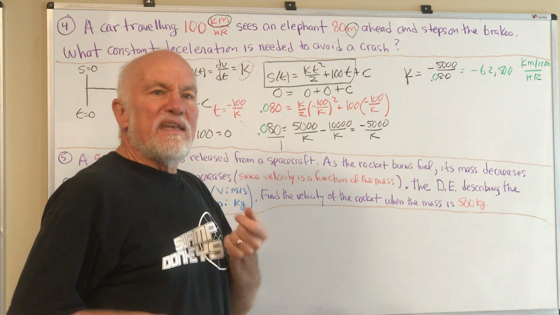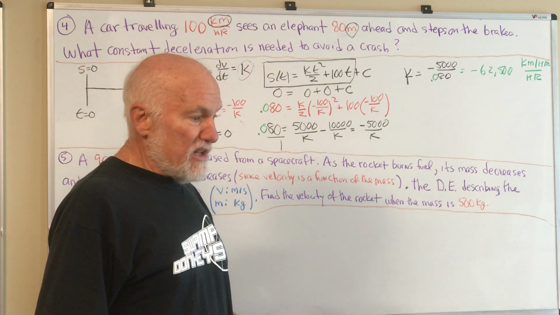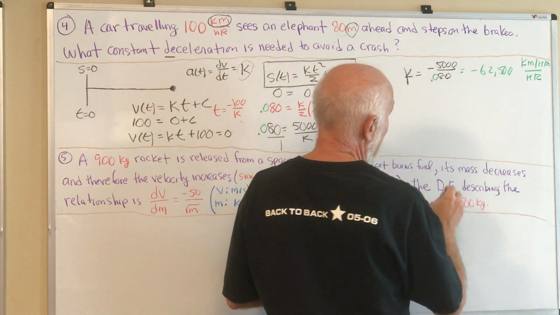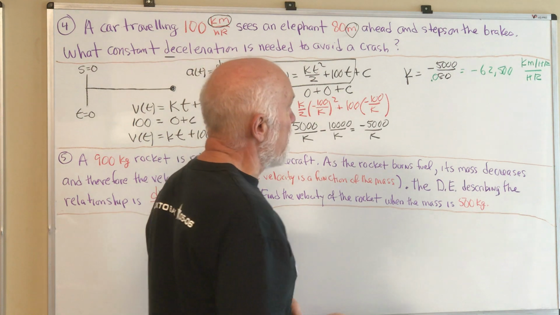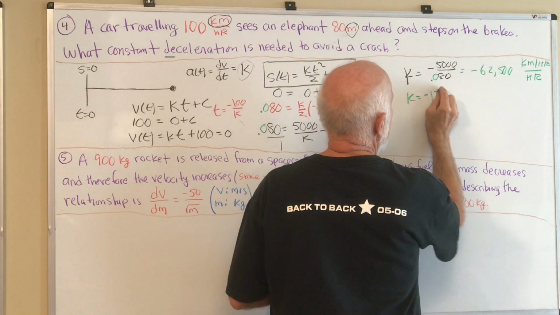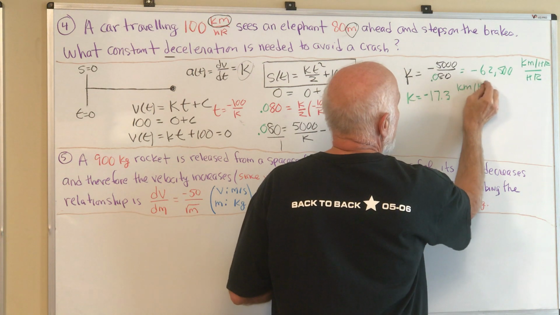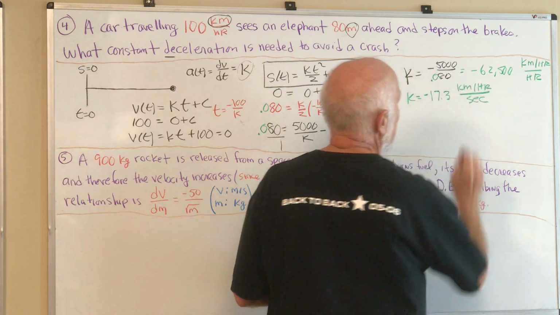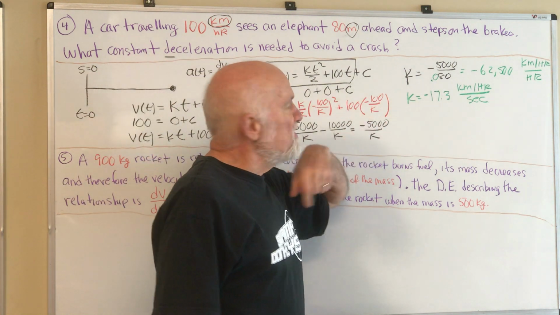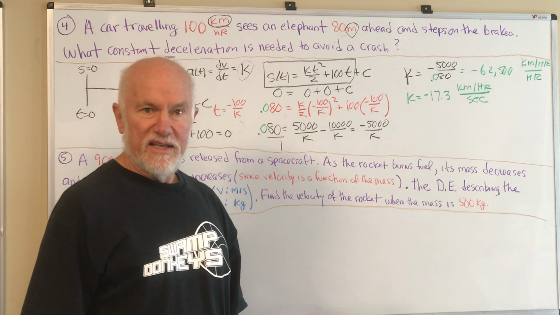You really want to know not how fast you have to change your velocity in an hour. You want to do it per second. So if I divide this by 3,600 seconds in an hour, then I get something that makes a little more sense. Comes out to be about 17.3 kilometers per hour per second. So that means you really have to slow down your speed by 17.3 kilometers per hour every second in order to avoid hitting that elephant.